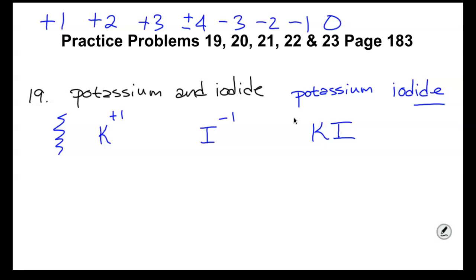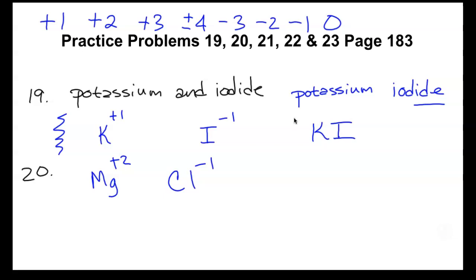Okay, problem number 20. I'm not actually going to write the problem down, but let's go ahead and do it. Problem 20 is magnesium and chloride. You can pause the video and look up the charges if you need to. Magnesium's a +2, chloride is a -1. So here our problem is our charges aren't balanced. In order to balance them out, we play the least common multiple game.